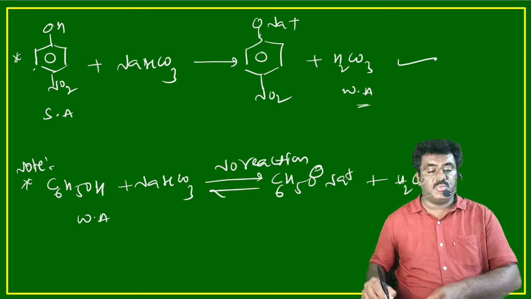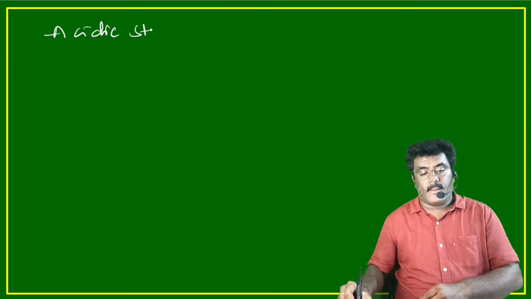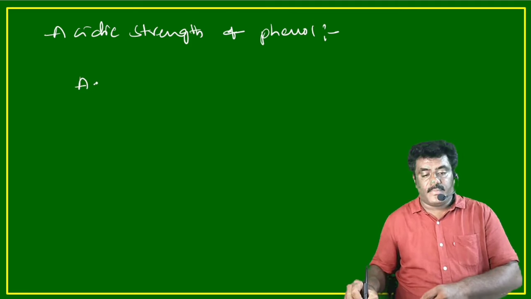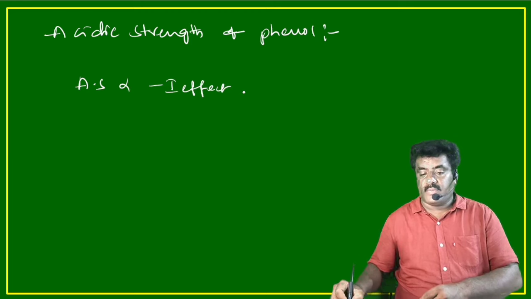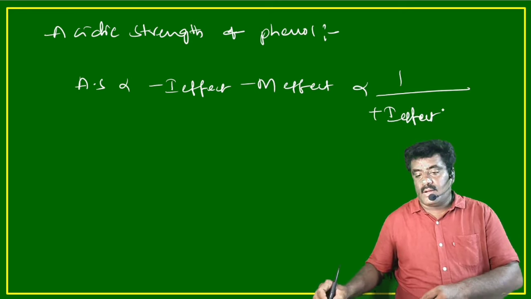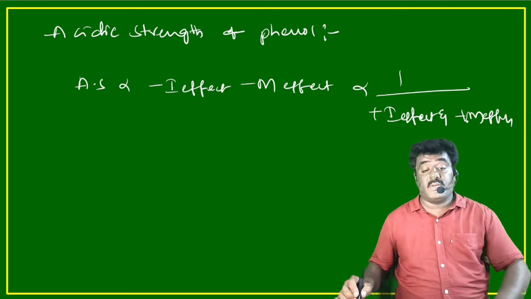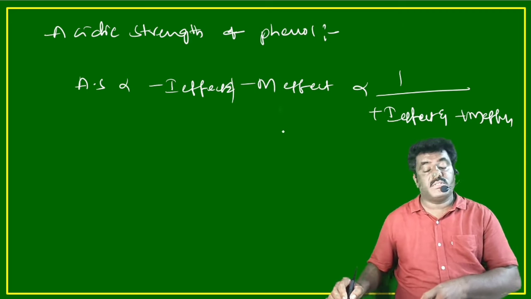Yes, let's move on. Acidic strength of phenol. Phenol acidic strength is directly proportional to the minus inductive effect and minus mesomeric effect, and inversely proportional to the plus inductive effect and plus mesomeric effect.